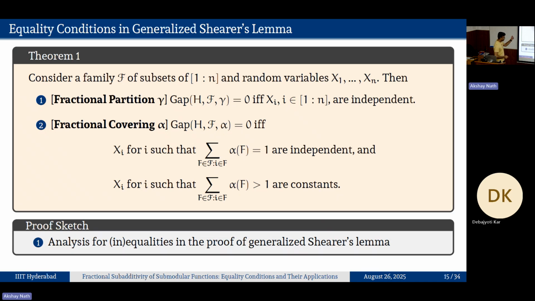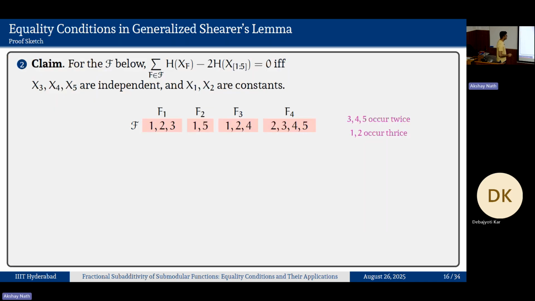So yeah, I'm not going to go through the proof of this. This is what we have seen before, and this proof basically reduces this problem into this problem. It's slightly non-trivial, but okay. To give you a proof sketch, suppose I have this family, with some elements which occur twice and some elements which occur thrice.